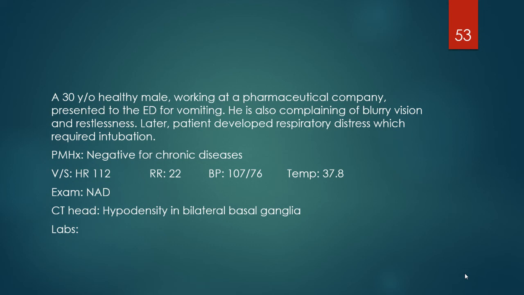30-year-old male working at a pharmaceutical company presented to the ED for vomiting. He's complaining of blurry vision and restlessness. Later, patient developed respiratory distress, which required intubation. Past medical history is negative for any chronic diseases. Heart rate 112, respiratory rate of 22, blood pressure 107/76, with temperature of 37.8. Nothing abnormal in the exam. CT head shows hypodensity in the bilateral basal ganglia.